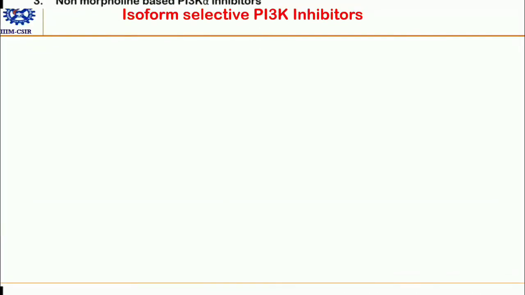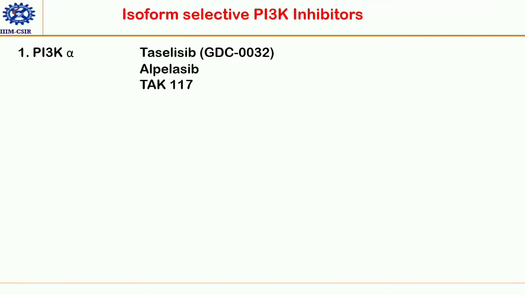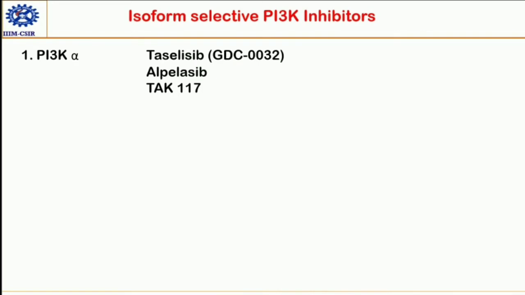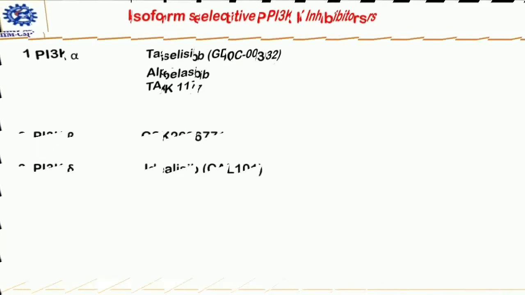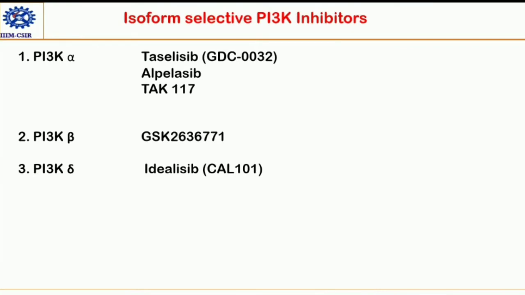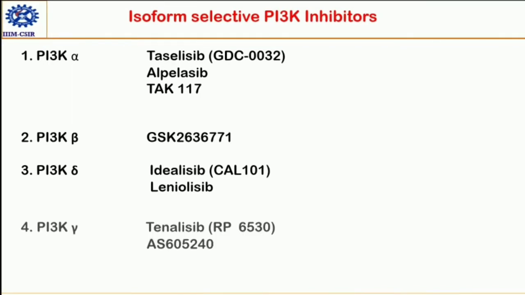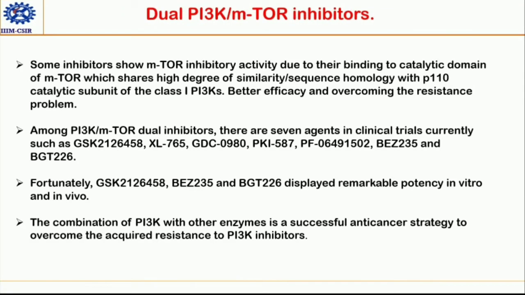In this slide, I have listed some examples of selective PI3 kinase inhibitors, which are taselisib, alpelisib, and TAK117. These are examples of PI3 kinase alpha inhibitors. GSK2636771 is an example of PI3 kinase beta inhibitors, and idelalisib and linperlisib are examples of PI3 kinase delta inhibitors, and AS605240 is an example of PI3 kinase gamma inhibitors.